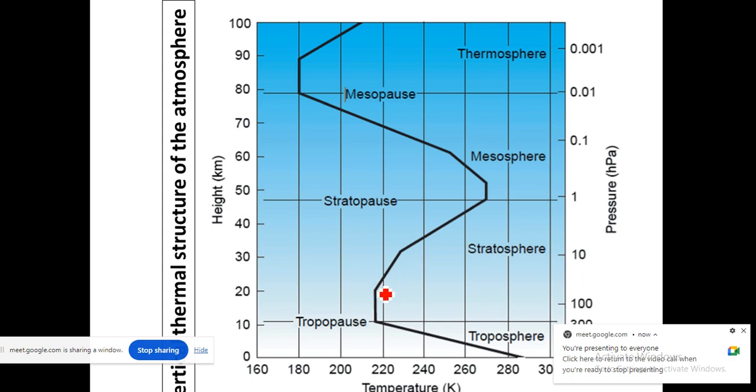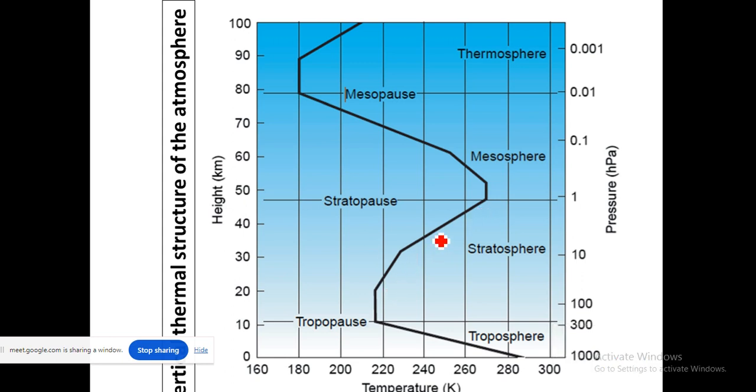And then the next layer is the stratosphere. In the stratosphere, as we can see, the temperature is increasing with respect to height. This pattern, the increase of temperature with respect to height, is called temperature inversion.